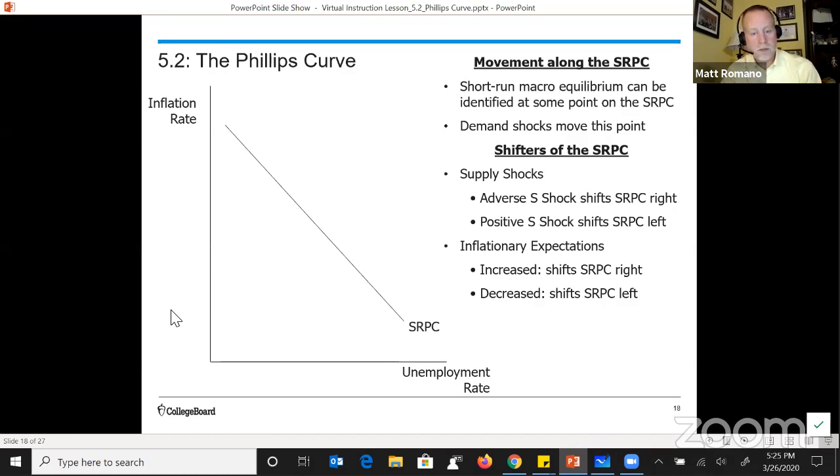They're going to go up with it. If there is a decrease in inflationary expectations, then we're going to see a leftward shift. SRPC is going to shift left with it. Okay, so you have two shifters of the short run Phillips curve: shifts of the short run aggregate supply curve, and changes in the expected inflation rate. Commit that to memory. You've got to know that. That's how we're going to manipulate this thing.